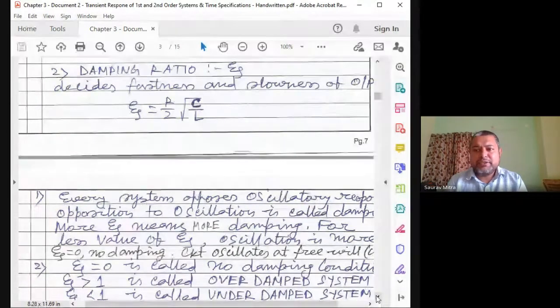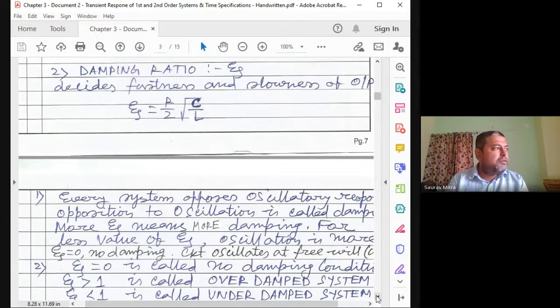Now what is zeta actually? Zeta is called the damping factor, or damping ratio. So what is damping ratio? Damping ratio decides whether the system is going to act very fast or very slow. Think of a firecracker that gets damp. It does not give a blasting sound, it just makes a dull sound and the blast is over. We are not happy with that.